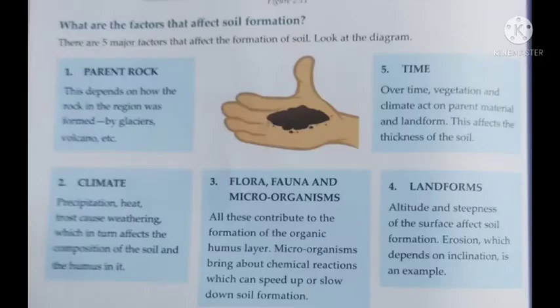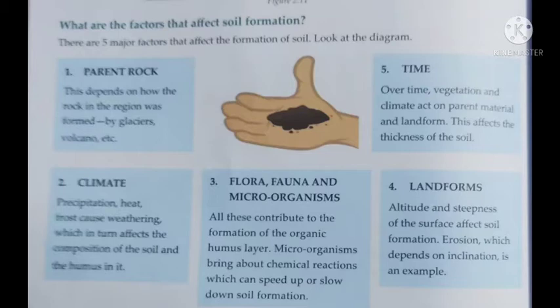Can you tell me? Students, there are five major factors that affect the formation of soil. First one, the parent rock. This depends on how the rock in the region was formed, either by glaciers, volcano, etc. Second, the climate. Precipitation, heat, and frost cause weathering, which in turn affects the composition of the soil and the humus in it.